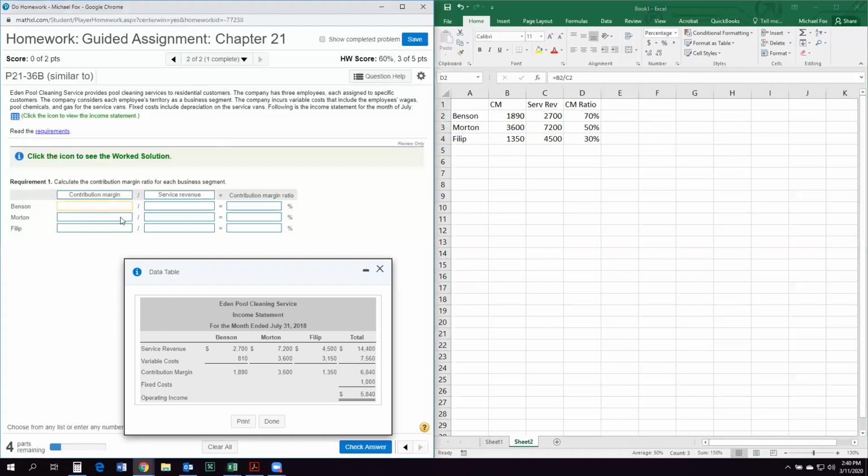So now we're ready to fill in our information here. Benson had 1,890 out of 2,700, and that was 70%. Morton, 3,600 out of 7,200, is 50%, and Philippe, 1,350 out of 4,500, which is 30%.